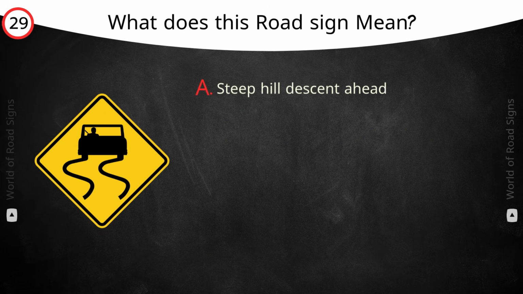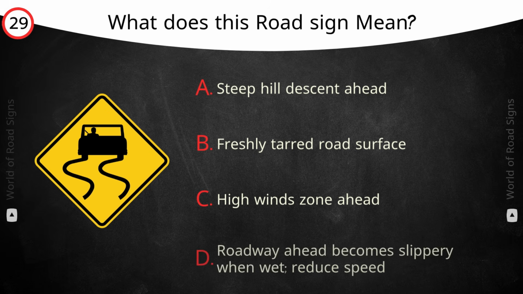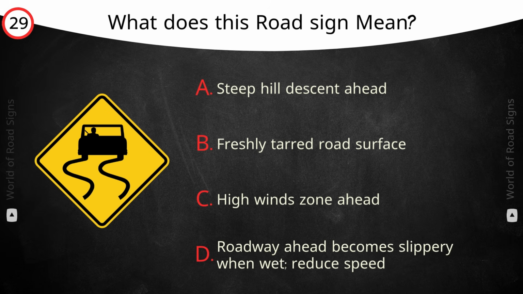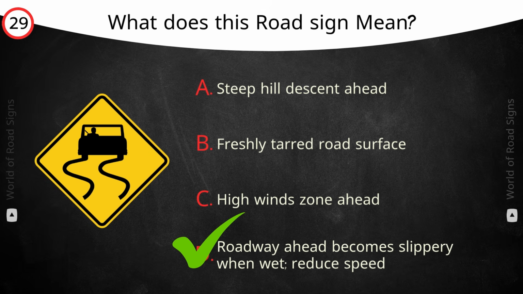Question 29. What is the message behind this sign? A. Steep hill descent ahead. B. Freshly tarred road surface. C. High winds zone ahead. D. Roadway ahead becomes slippery when wet. Reduce speed. The answer is option D. Roadway ahead becomes slippery when wet.